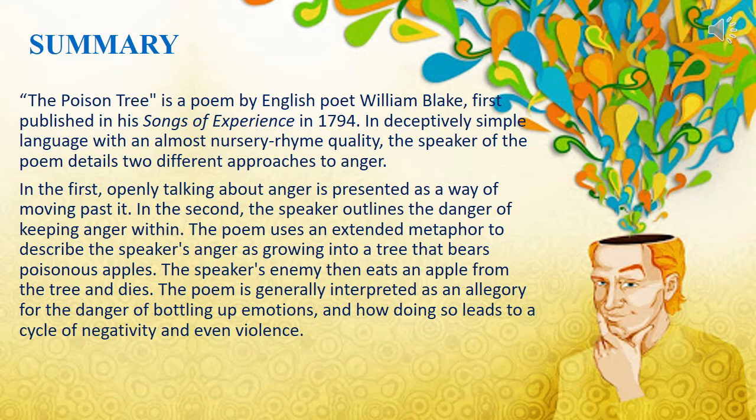The poem uses an extended metaphor to describe the speaker's anger as growing into a tree that bears poisonous apples. The speaker's enemy then eats an apple from the tree and dies. The poem is generally interpreted as an allegory for the danger of bottling up emotions, and how doing so leads to a cycle of negativity and even violence.